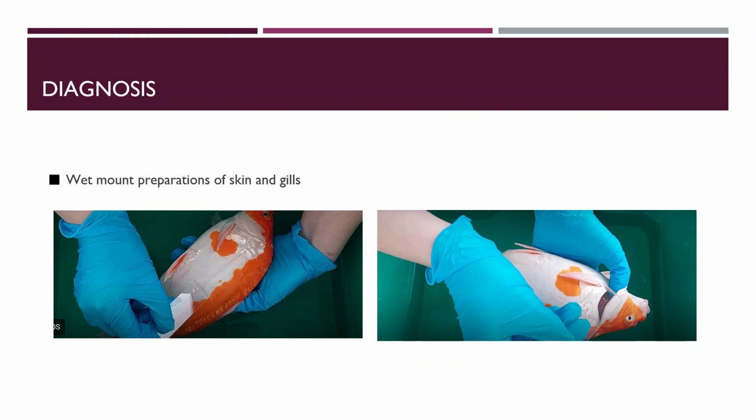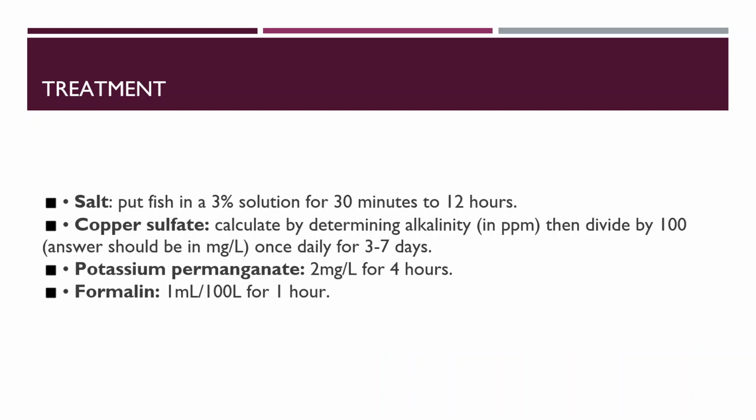You can do wet mount preparations by skin scraping or gill scraping. If the fish is under anesthesia, common anesthesia for fish being tricaine or clove oil, you can use a glass slide and scrape against the skin at a 45-degree angle. Same with the gills, you scrape until liquids come out.